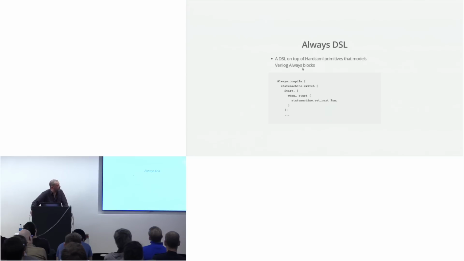For example, the always DSL. So this models the Verilog always blocks I showed you before. It's a little bit different, but it basically provides a way of assigning to registers or even combinational values under guarded conditions. So you've got ifs and switches and so on, and you can decide when to assign values to registers. And we tend to use this mainly for state machines, which are like a switch statement with the case listed, and on the condition, you can set the next state of the state machine.